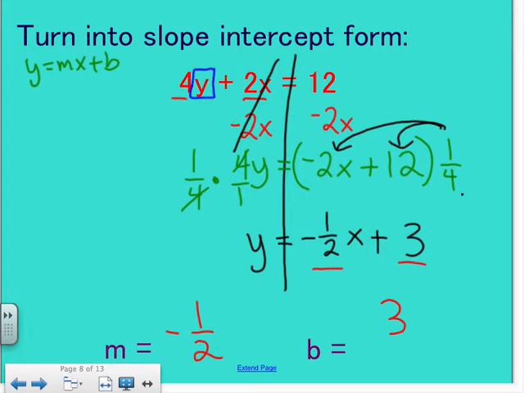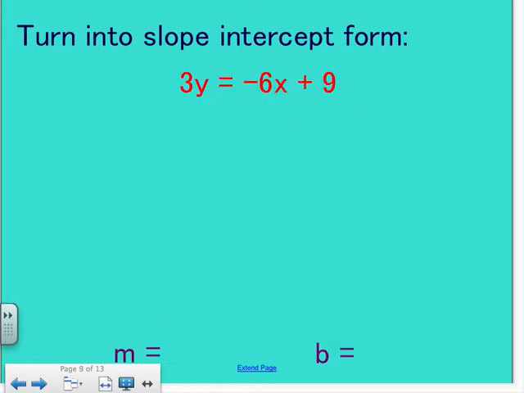All right, so let's practice turning into slope-intercept form. Now remember, the trickiest part is going to be this distributing part, okay? Because that 1/4 needs to be multiplied by each piece, each term that's over on that side of the equation. All right, so go ahead and try this one on your own. Remember, your goal is to isolate y, okay?